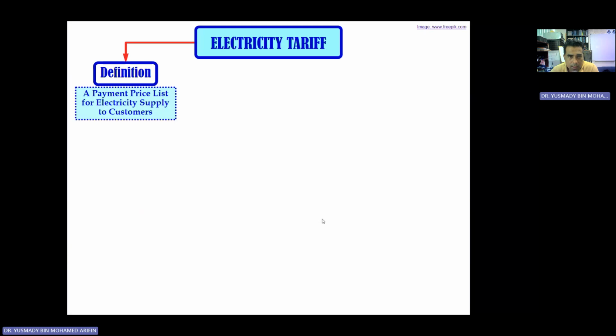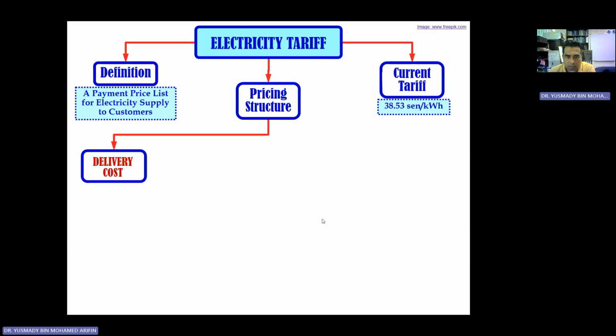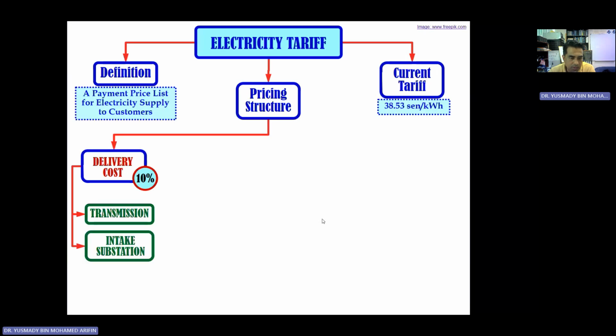Okay, about electricity tariff. In terms of definition, the electricity tariff refers to a payment price list for electricity supply to the customer. The current tariff at this moment is 38.53 cents per kilowatt hour. The pricing structure is affected first by the delivery cost, which contributes around 10% due to the transmission cost and also the intake substation cost.